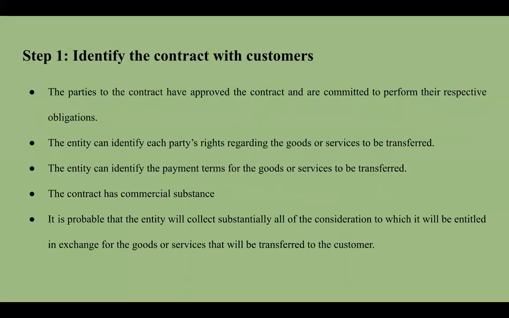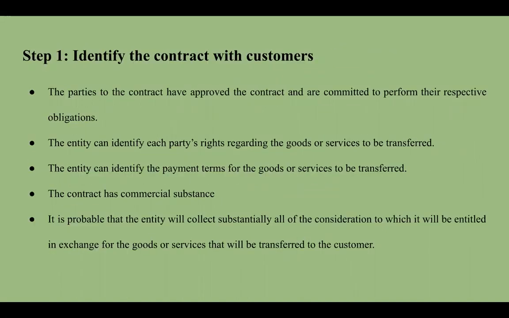The first step, identify the contract with the customer. We need to confirm the contract has been approved by the customer in writing, or in accordance with other customary business practices. The other part is that the entity can identify each party's rights regarding the goods and services to be transferred. The third part is the entity can identify the payment terms for the goods and or services to be transferred.